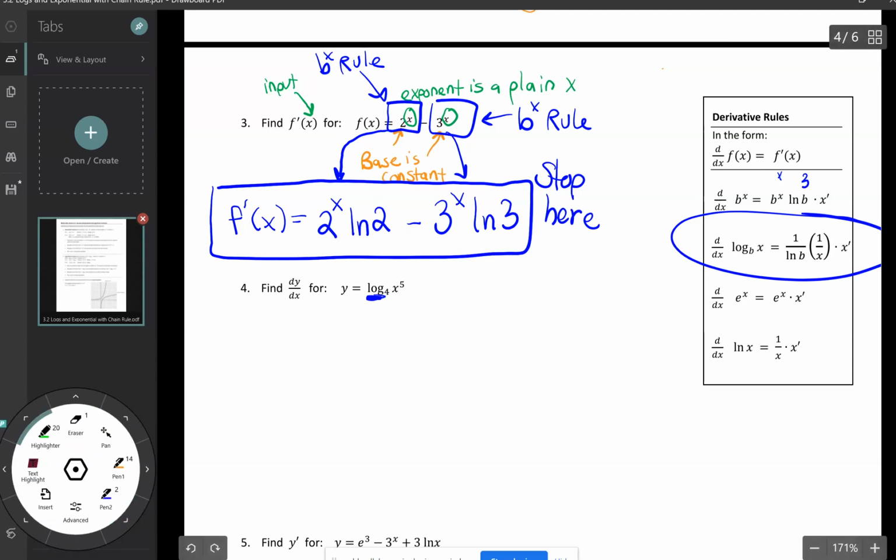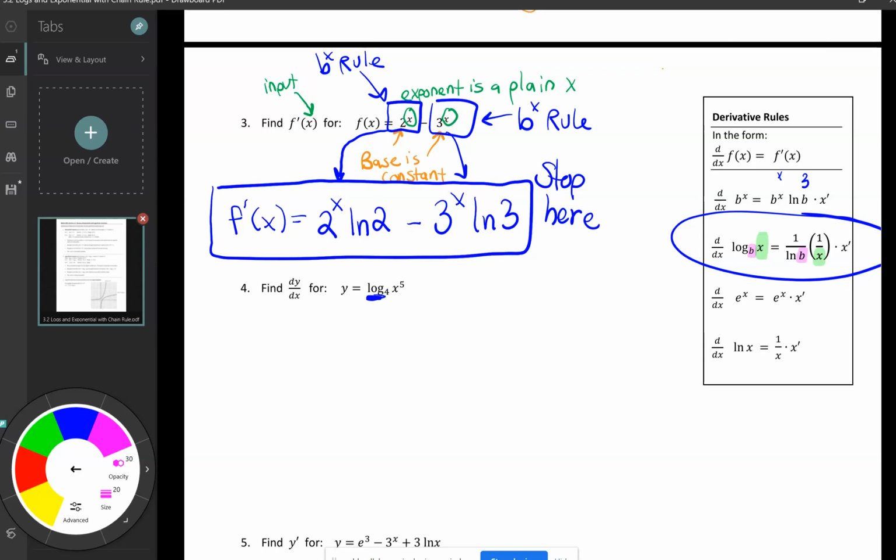The generic rule is set up when you have a plain x as your argument. And the rule says you send 1 over the argument, right? But the rule also has that you need to take 1 over the natural log of the base, whatever your base is. And then you tack on the derivative of the argument. So let's do all that.